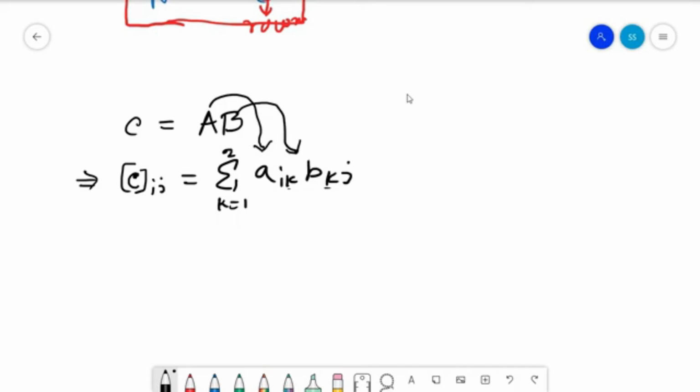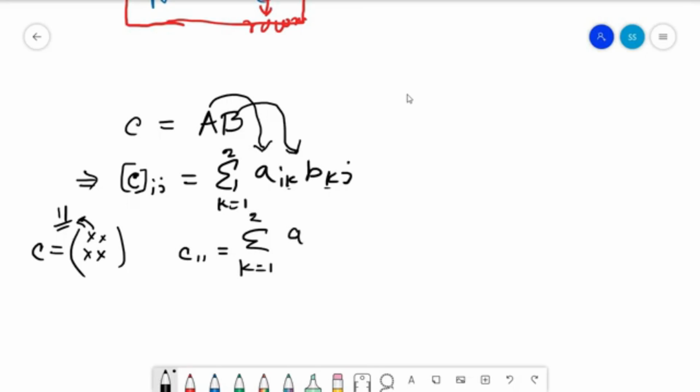So let's say I want to evaluate, let's say C has the following form, and this element corresponds to 1, 1, right? So if I want to have C11, how do I write this? I have to first write the sum over k, put 1 instead of i, you write a_1k, b_k1. Now you sum over k. So A11 B11 plus A12 B21.